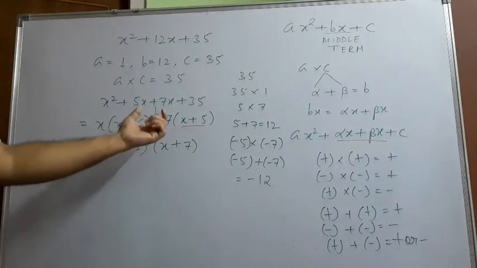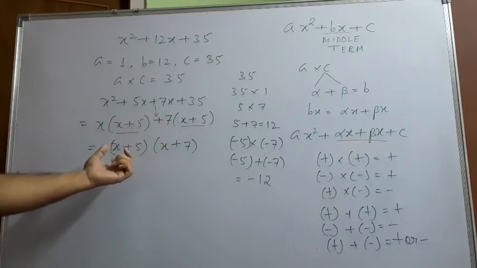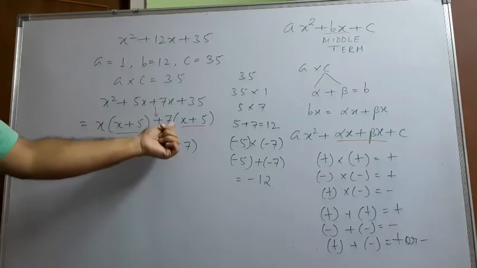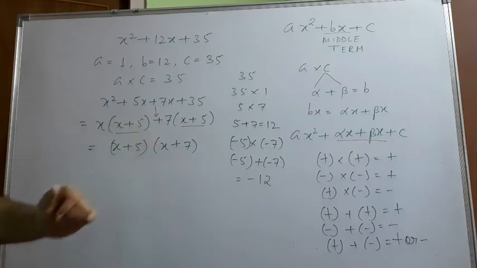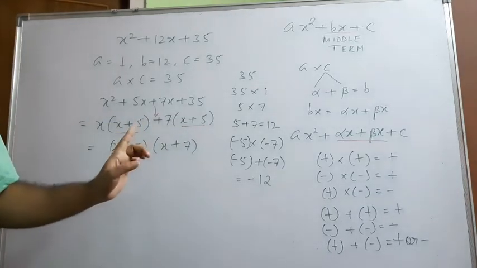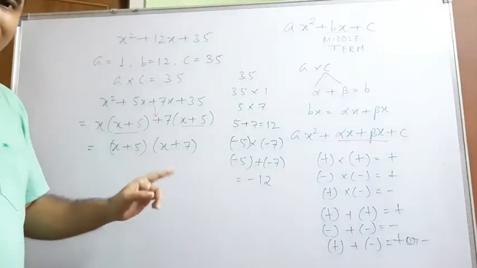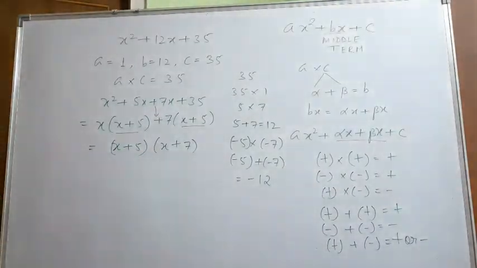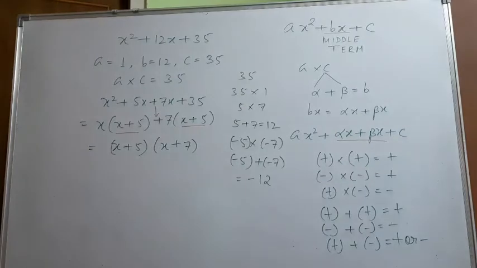Then you take this part common, x plus 5. Then here you have x, here you have plus 7. So x plus 5 into x plus 7. Okay, clear? So this is one example. I will discuss one more example with you. So move on to the second example of this one.